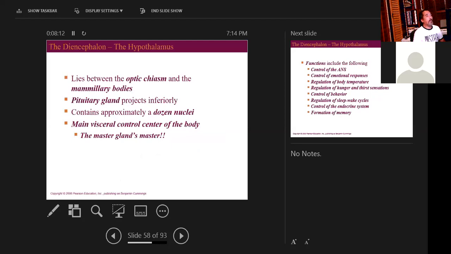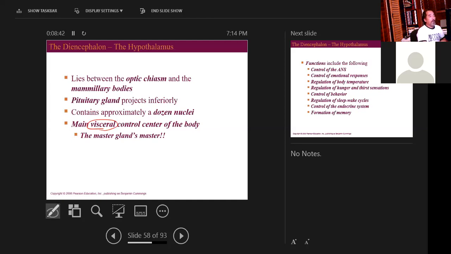Now, the diencephalon's hypothalamus lies between the optic chiasm, which is where the optic nerves connect, and the mammillary bodies. So the pituitary gland projects inferiorly beneath the hypothalamus. Again, it also has a lot of nuclei. Okay, remember, nuclei means they're cell bodies. And they're the ones that control the main control of the visceral centers, such as your organ systems.